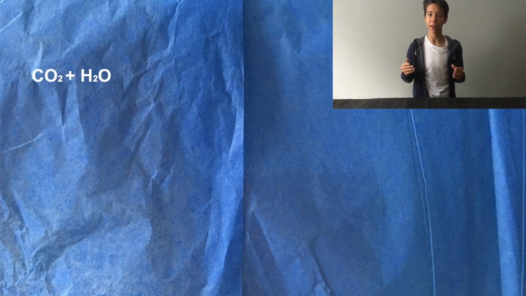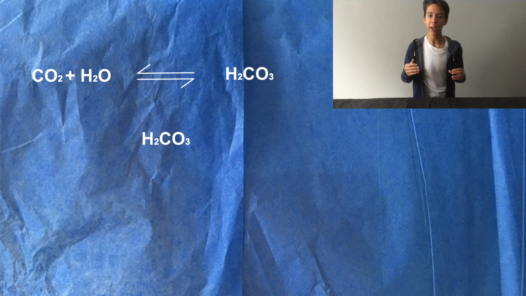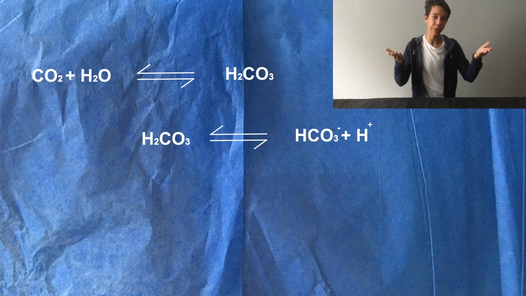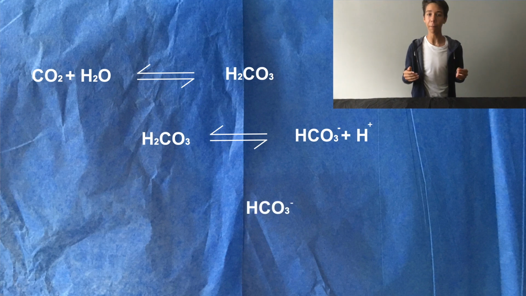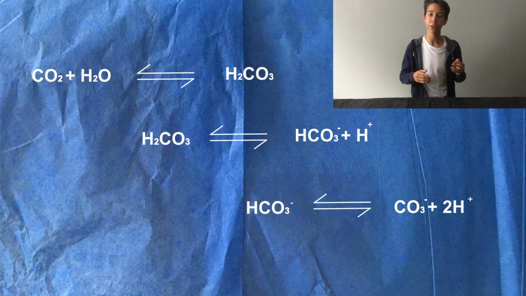The carbon dioxide, or CO2, bonds with the water molecules, or H2O. This forms carbonic acid. The carbonic acid then breaks down into bicarbonate molecules and, importantly, hydrogen ions. Finally, the bicarbonate molecule breaks down into a carbonate molecule and two hydrogen ions. Since there's such an excess of carbon dioxide, the hydrogen ions greatly increase, making the water very acidic.